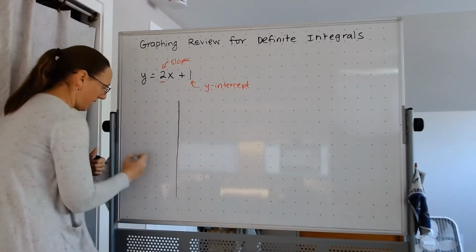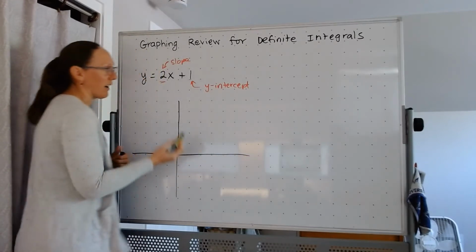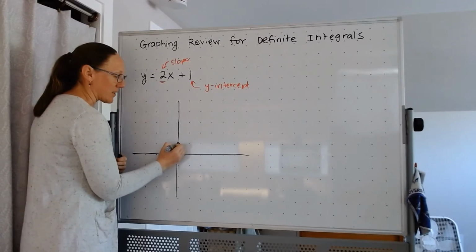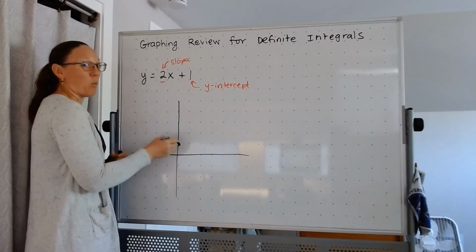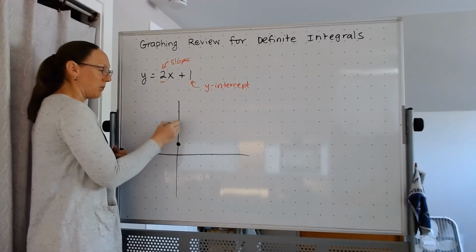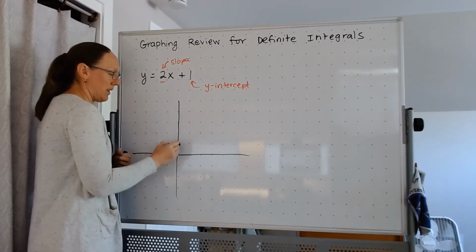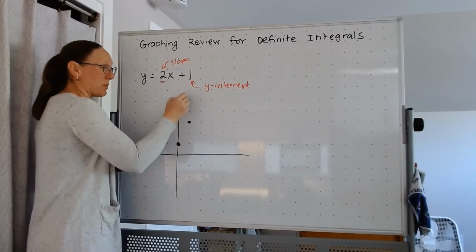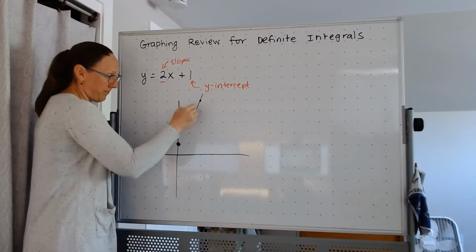So I'm going to get my axes on here, and if the y-intercept is 1, then that means it's going to hit the y-axis at 1. That slope of 2 is telling me to go up 2 and 1 to the right. And then I can connect those dots and continue to go up 2, 1 to the right.